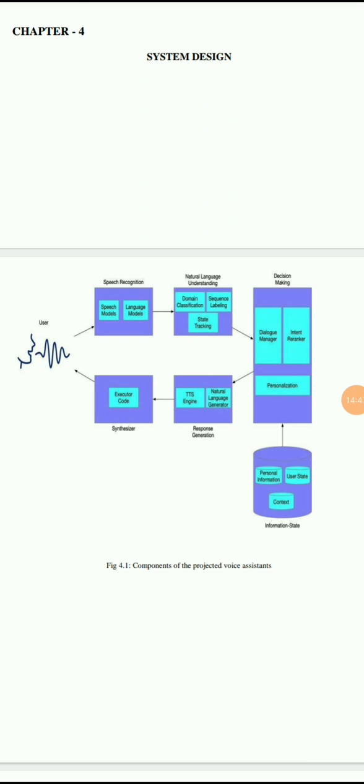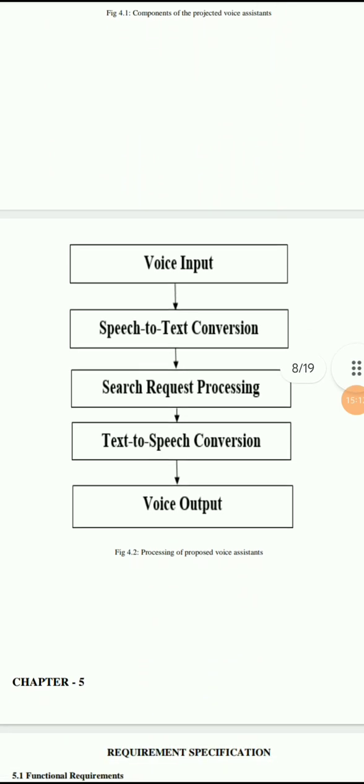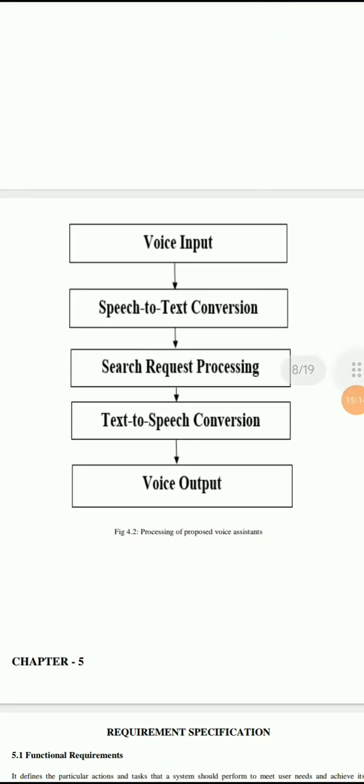The output comes as a TTS engine and natural language generator. The whole is called response generation, and it goes to the synthesizer, there is executor code, and it goes back to the user. In this, the user information state is also there, which has personal information, user state, and context of the information state. And the second diagram I have used is the design of voice input.